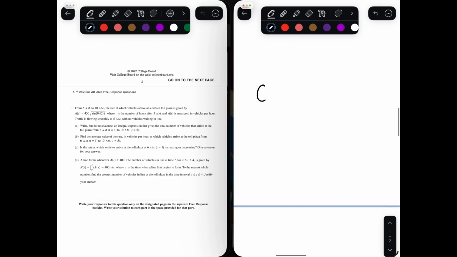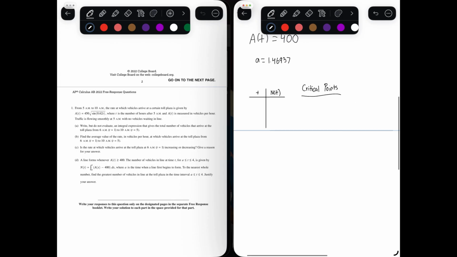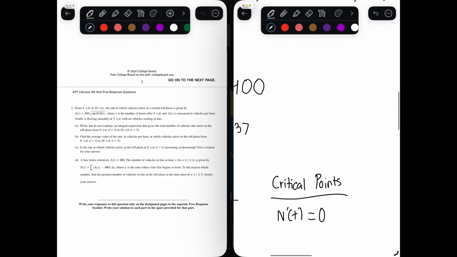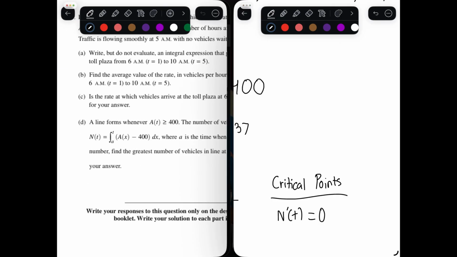And then here I would put critical points. A critical point is when the derivative of the thing you're trying to maximize or minimize, so in this case N of T, N prime of T, is equal to 0. So you do N prime of T equals 0, and N of T is given to us right here.